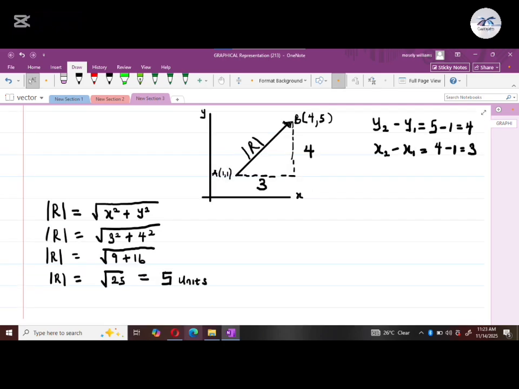Can we now talk about the resultant vector? Now, this resultant vector is called net force in physics.